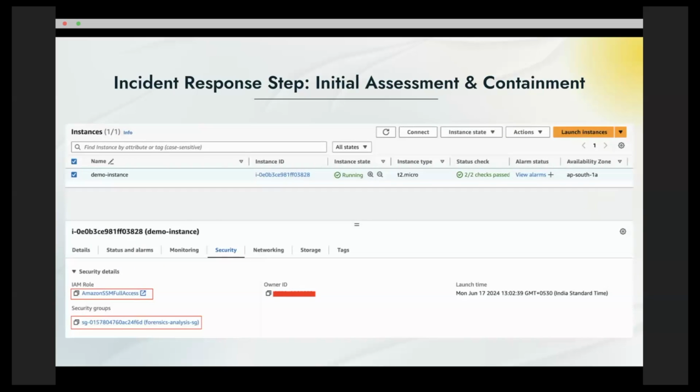You can also do it right from the UI. As you can see, the forensic analysis security group, the one ending in F6D, is attached to it, which we invoked via command in the previous step.